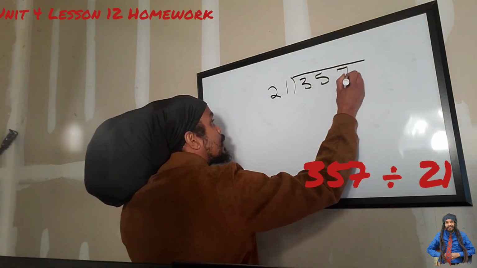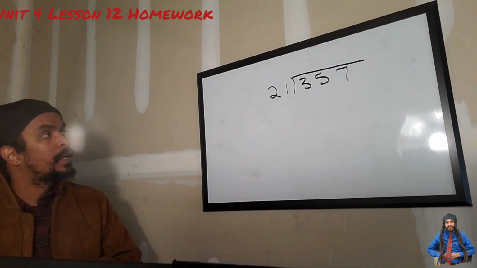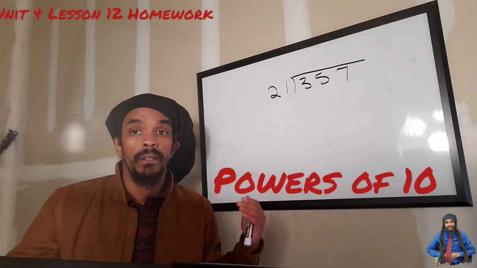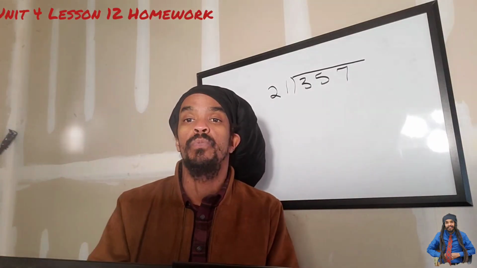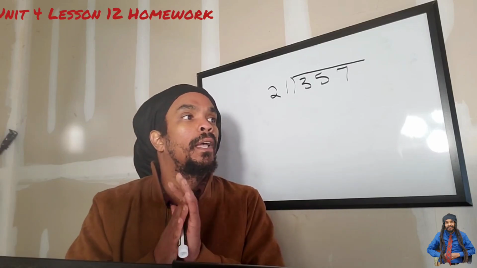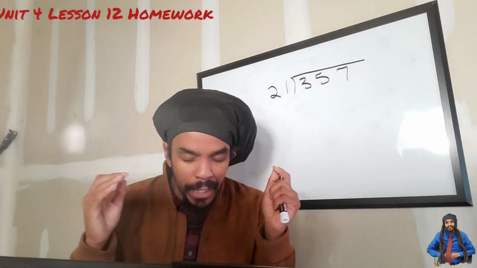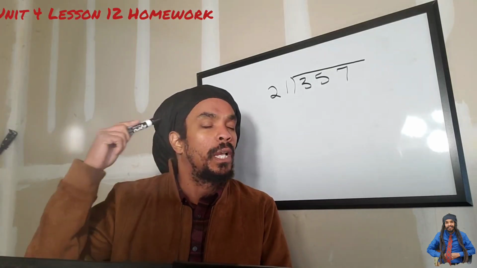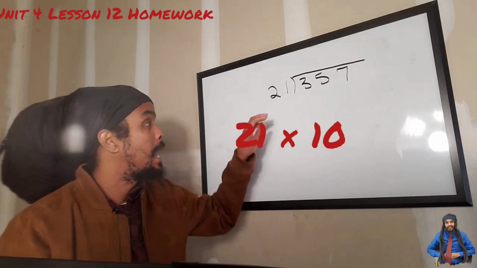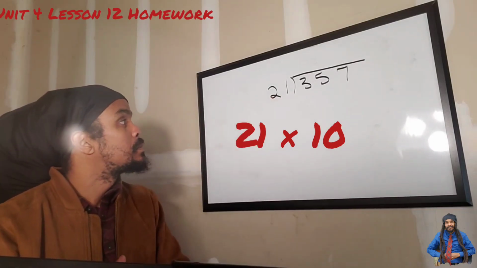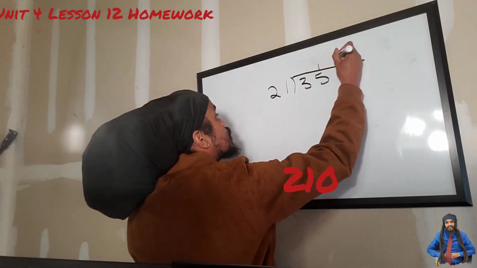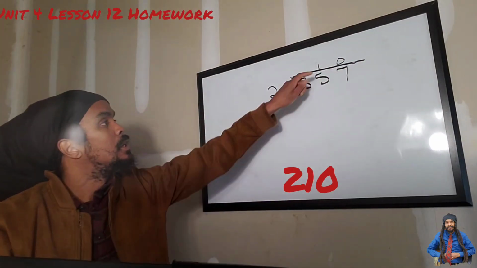357 divided by 21. So now let's think about it. Let's keep it simple. Powers of 10, because powers of 10 you can do in your head. Work smarter, not harder. So think about numbers that are easy to multiply in your head. That's why we're using the powers of 10, because you don't got to do no math. What's 21 times 10? Add a 0 to this. So 21 times 10 is going to be 210. So let's start with that, because that would be a nice little chunk we could take out first.